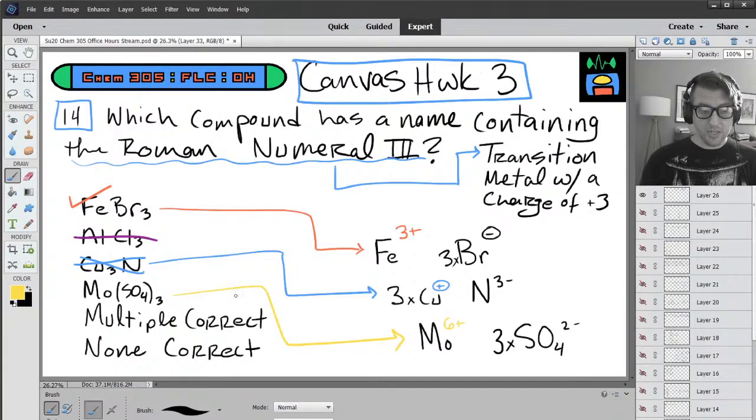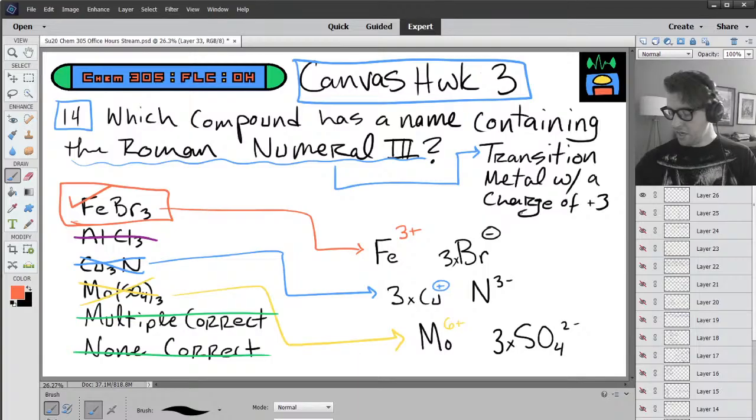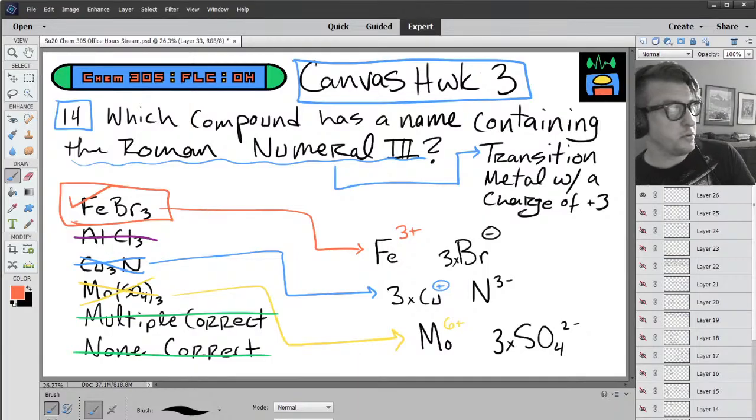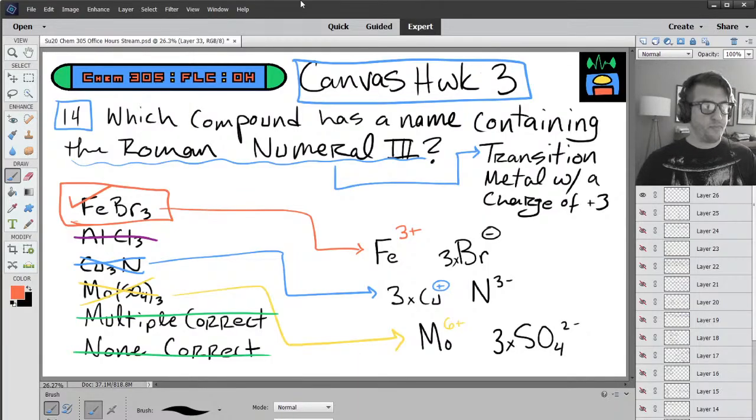So of our 3 transition metals, iron's the only one with a charge of +3, which means that we can cross out multiple correct and none are correct because we have 1 right answer and only 1 right answer. So FeBr3 is our only compound with a Roman numeral 3 in the name.